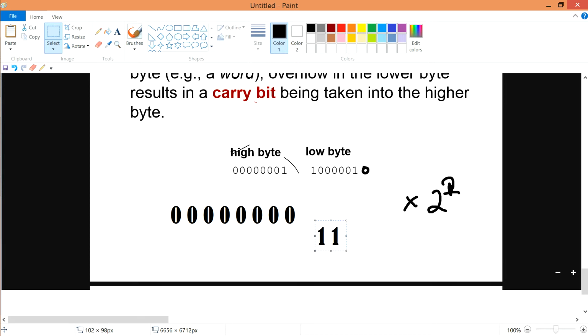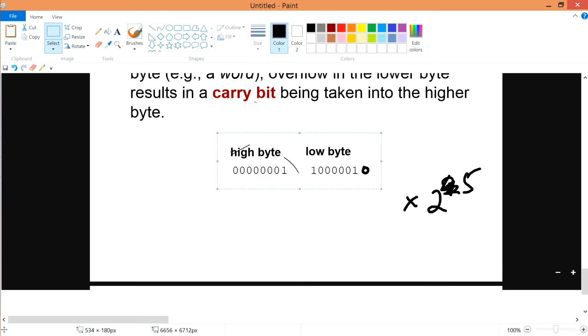If I am shifting 5 times, multiplying by 2 to the power of 5, then I'm going to shift 1 time, 2 times, 3 times, 4 times, 5 times. So this is my answer if I multiply by 2 to the power of 5. I'm simply shifting by 5. So this is the same thing over here for the high byte and the low byte.